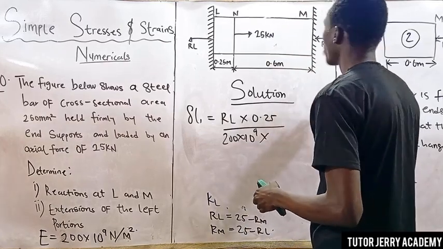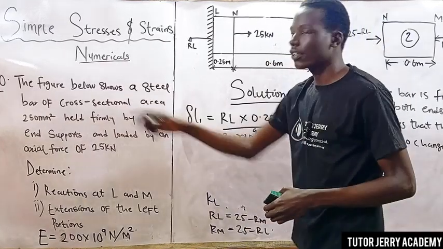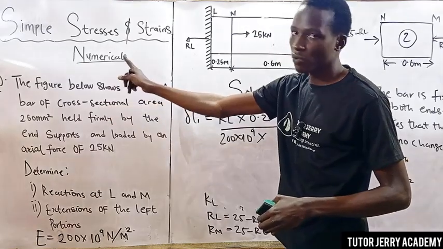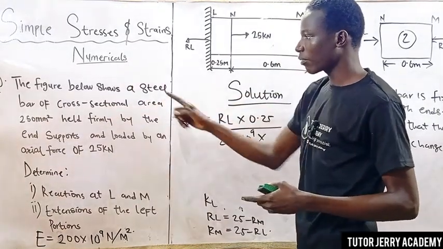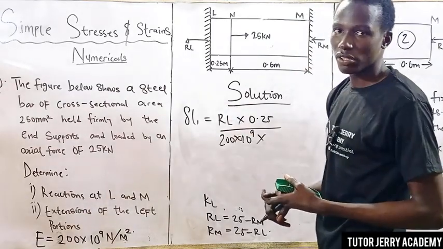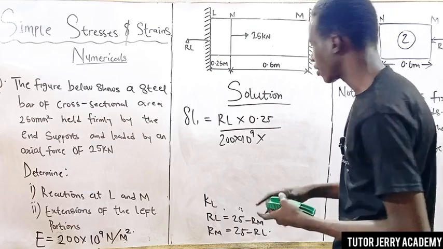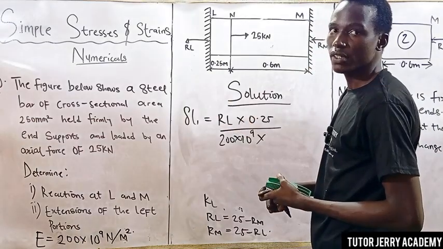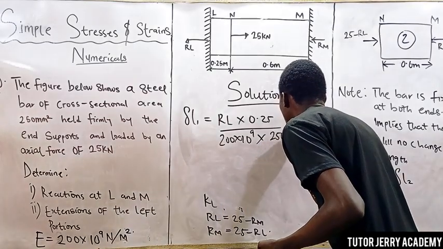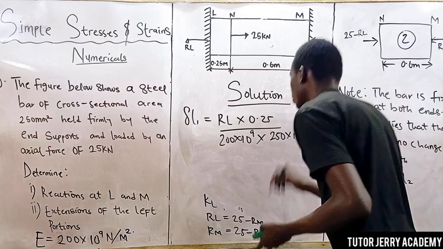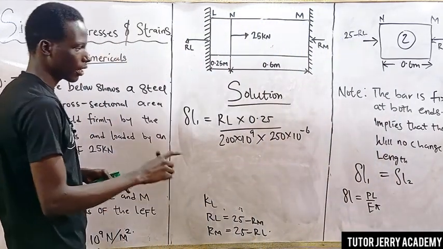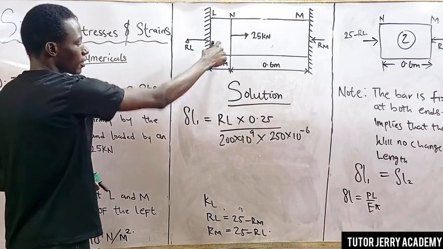Now if you look here, we are using all our units in meters. We are not working with millimeters. So we are going to convert millimeter square to meter square by dividing by 1 million, because we have squared here. So 250 divided by 1 million can be written as 250 times 10 to the power of minus 6. So this is what we have for our first elongation, that is for the first section.